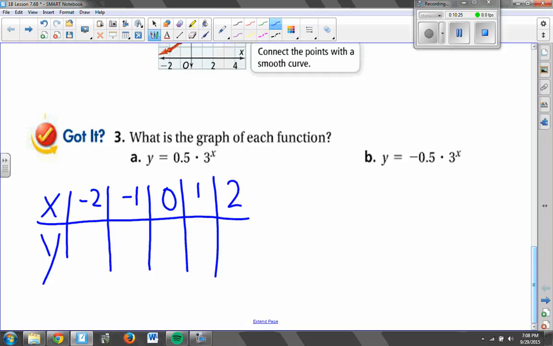Okay? For both of these equations, make those tables where you put these numbers in for x and then get a y value out. And then do the same thing in part B. And once you've made both of those tables, graph those by plotting points and connecting them with a smooth curve. So pause the video, take a look at those two equations, graph both of them, then come back and we will go on.